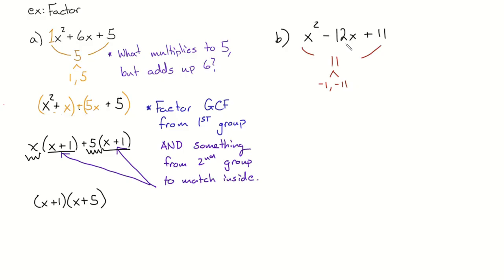Okay. So, check it out. We found our magic numbers right off the bat. 11 happened to be prime. If we did positive and positive, why doesn't it work? Yeah, it would add up to a positive 12. We need that to add up to a negative. This is the only way to make it happen.